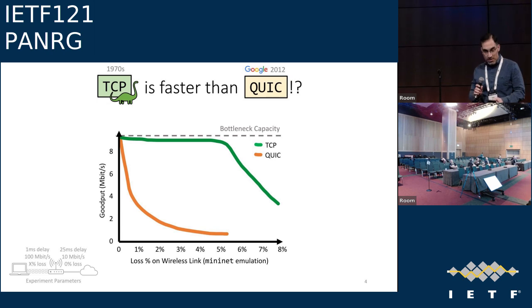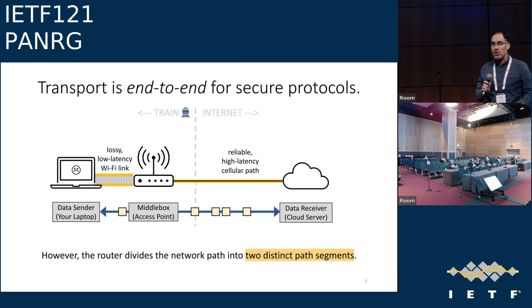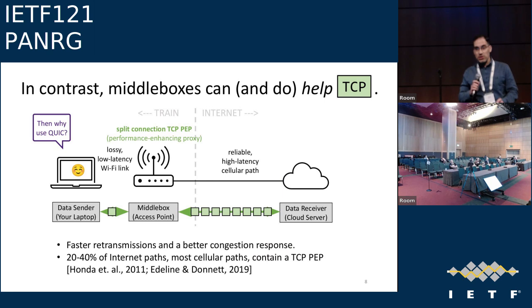Audience plant? Okay. Well, one reason it can happen is because there may be, and in fact, it's very often, there will be some sort of performance enhancing proxy for TCP on the path. The access point will be splitting the TCP connection and speaking TCP from the laptop to the access point, and then a different TCP connection from the access point back to the data receiver. And so loss that occurs on the lossy path can be recovered from very quickly. Whereas with QUIC, and this is very common, between 20 to 40% of internet paths are said to have some sort of TCP accelerator on them.